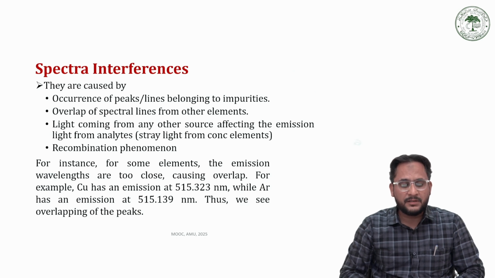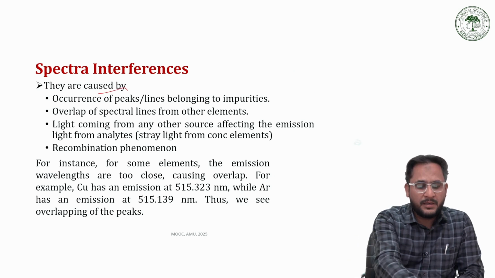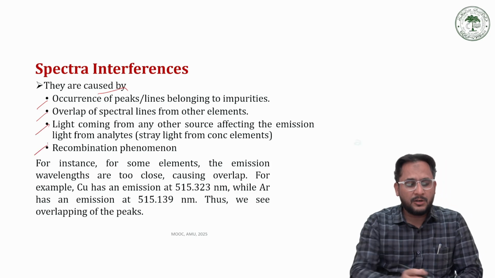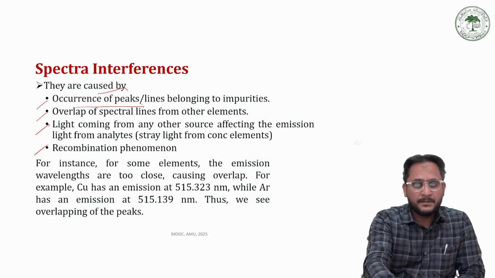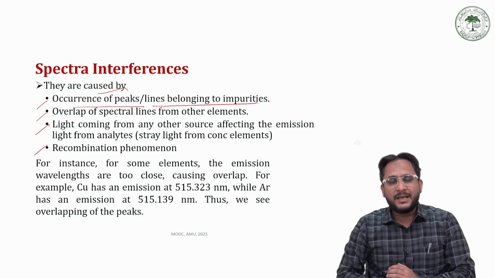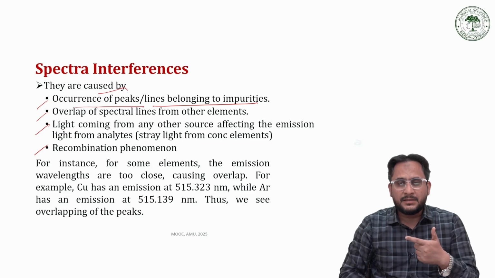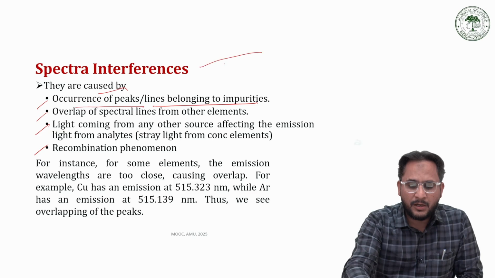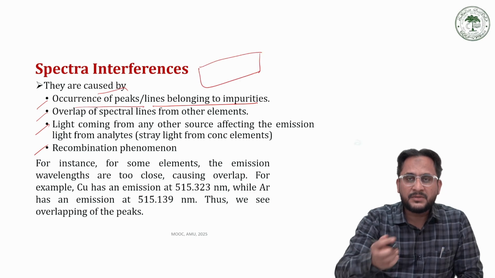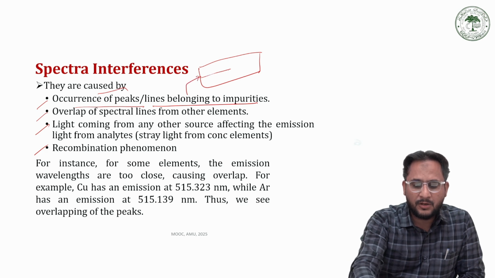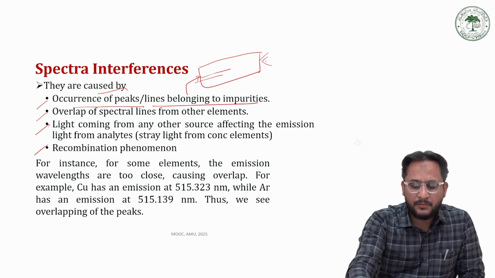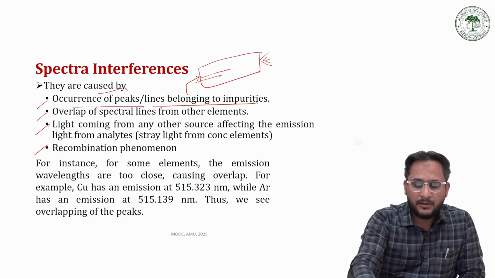The spectral interferences are caused by any of several reasons. For example, the occurrence of peaks or lines belonging to impurities. If the sample contains some impurities which we are not aware of, or if the nebulizing column has some sample left over from the previous run, where we are again injecting the sample, and in this column, from this point, it is being injected into the plasma. Now in this column we have traces of a previous run.